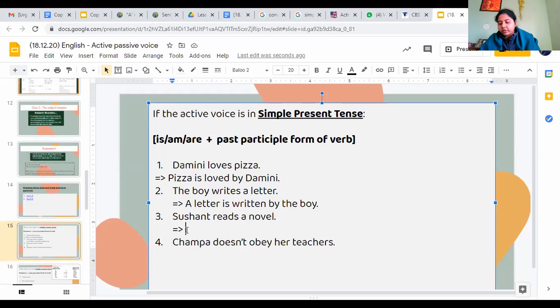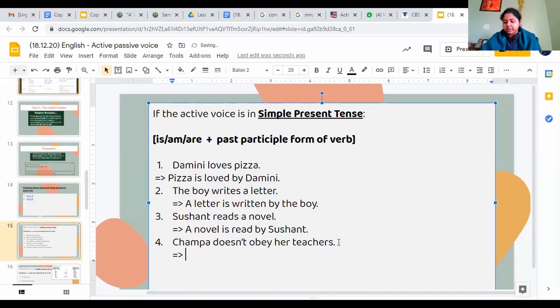Shubham, you have written a novels are read. यहाँ पे singular है. In the sentence itself, it says a novel in singular form. So a novel is, and then read by Sushant. A novel, sorry, novel is read by Sushant. ठीक. Similarly, let's go for the fourth one.